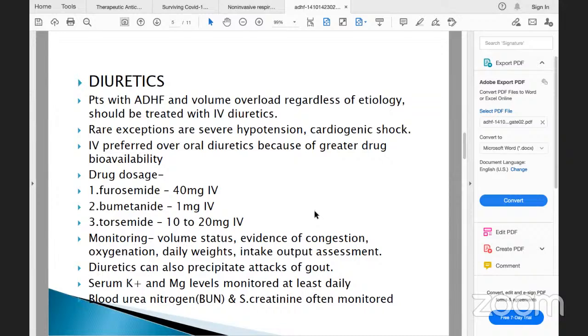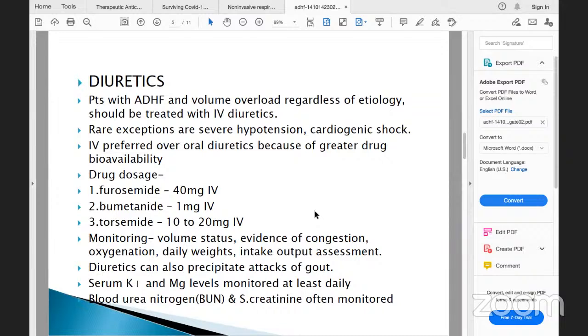Monitoring has to be done, which includes assessing volume status and any evidence of congestion. You can see if the JVP is elevated, check oxygenation levels, daily weight measurement, and intake and output should be strict. How much the patient takes orally, everything has to be very strictly monitored in these patients.